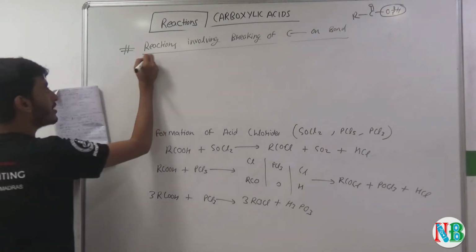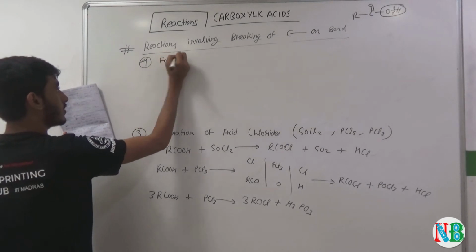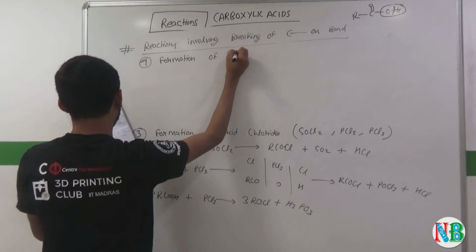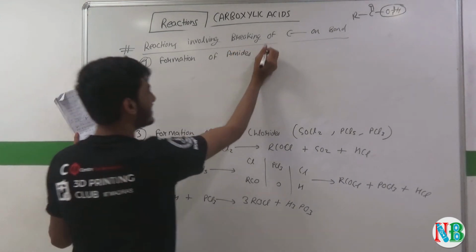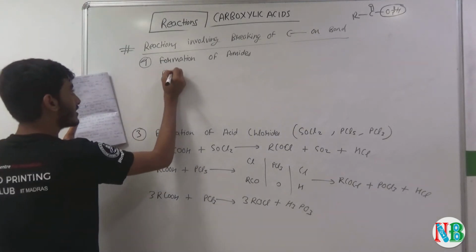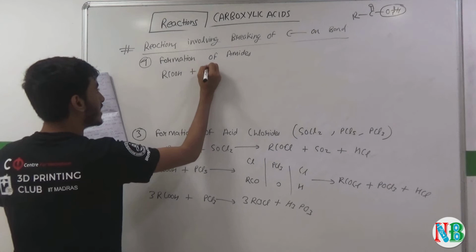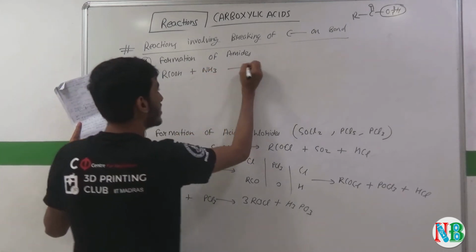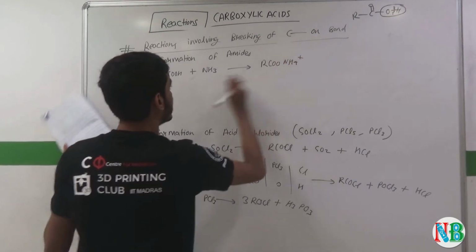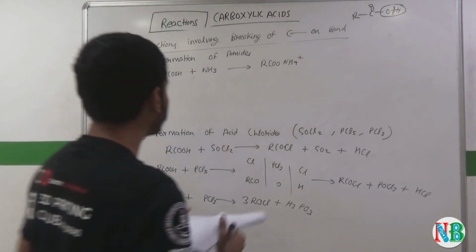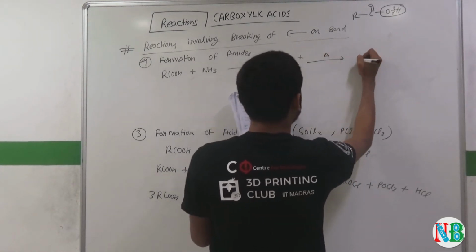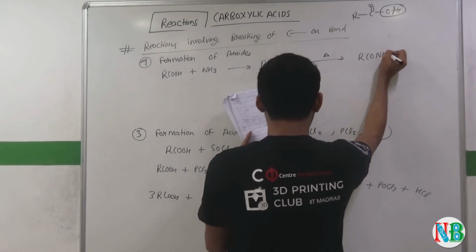Next one is formation of amides. It is simply reaction with ammonia. So suppose I take RCOOH, your acid, and it reacts with ammonia, that is NH3. It forms RCOONH4. This ammonium replaces hydrogen, and if you heat it, you get RCONH2, which is your amide compound.